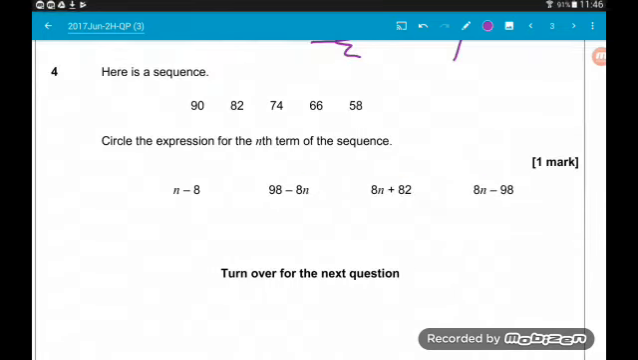Okay, question 4. Here we have a sequence of numbers, 90, 82, etc. We're asked to circle the nth term for the sequence. Given that we've got a multiple choice question here, we know that one of these is our answer. What we could do is substitute a value in to each one for n and see which one works. If more than one of them works, then we'll substitute in another value for n. When n is equal to 1, we're dealing with the first term. So we're looking at, out of these four, which one gives us an answer of 90.